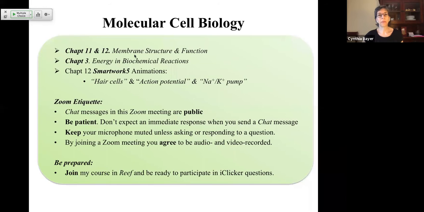I hope that some people who have purchased the SmartWorks, our e-textbook and the SmartWorks that comes along with it, had a chance to look at the hair cells videos. I would recommend today we'll be looking at the action potential again and propagation of that action potential. They have a nice animation of that, as well as an animation of the sodium potassium pump that we'll talk about today as well.